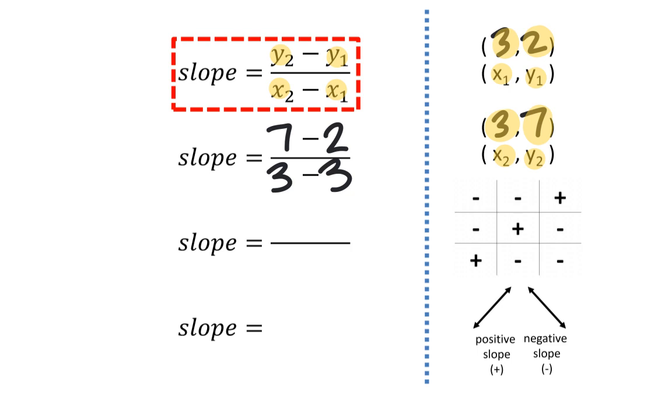We can now simplify. 7 subtract 2 gives you 5, and 3 subtract 3 gives you 0. 5 over 0 is the same thing as 5 divided by 0. Now, if you put this into a calculator, it will give you an error message. We can't say that the slope is equal to error. We can say that the slope is equal to undefined. Therefore, the slope of a vertical line is undefined.